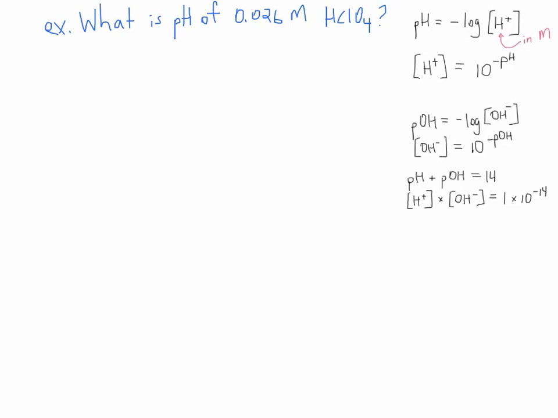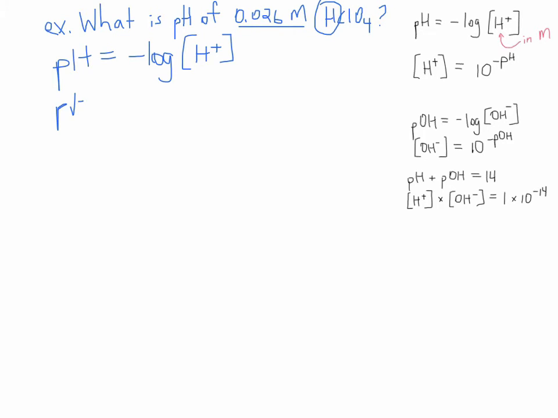Now in order to figure out the pH, we're going to use this first equation here in our equations list. The pH is equal to the negative log of the concentration of H plus. So I'll rewrite that equation. pH equals negative log of the concentration of H plus. Now, because there's only one H plus in HClO4, this is called a monoprotic acid, then the concentration of that H plus is going to be 0.026 molar.